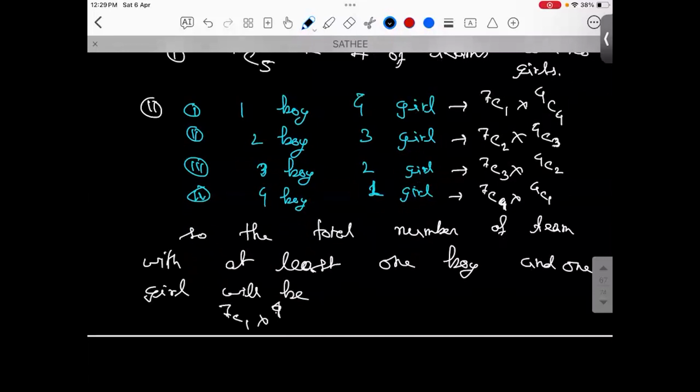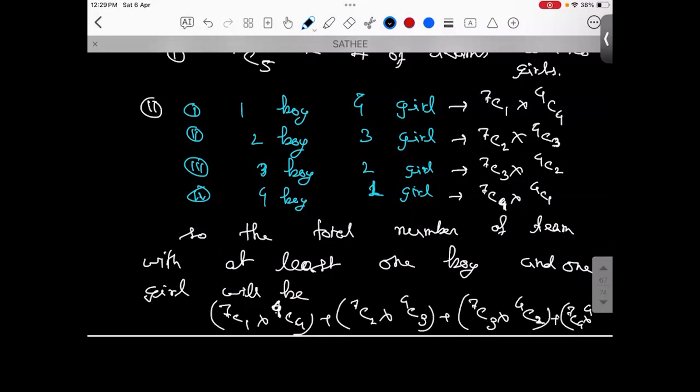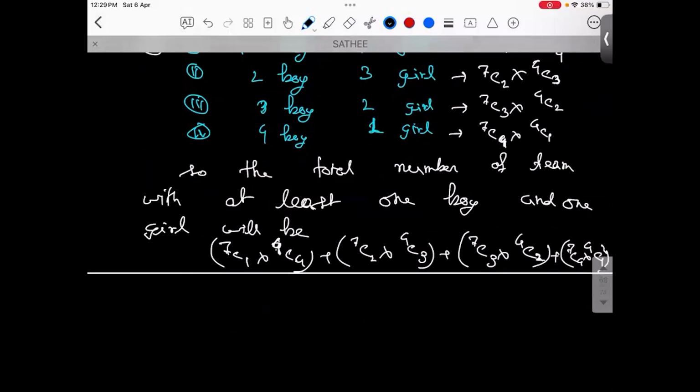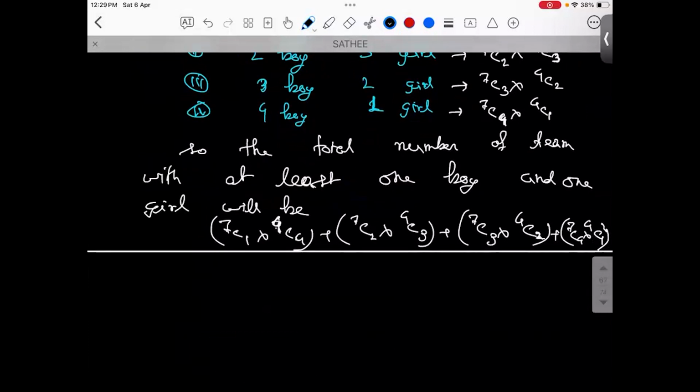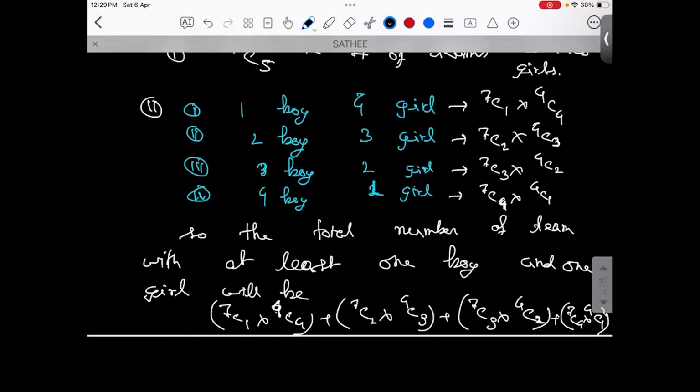7C1 into 4C4, 7C2 into 4C3, 7C3 into 4C2 plus 7C4 into 4C1. Fine. So you can calculate this total number and you can obtain the exact value of total number of teams with at least one boy and one girl.